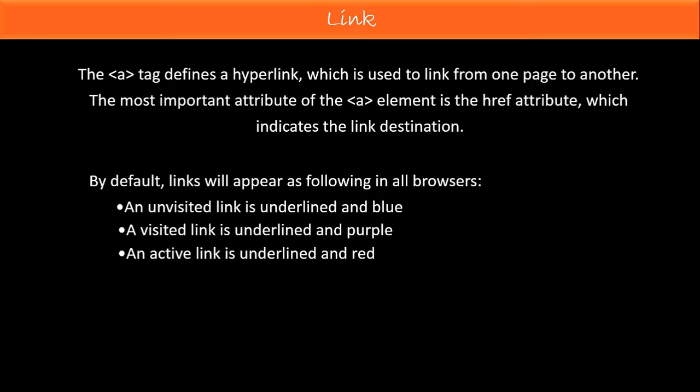An unvisited link is underlined and blue. A visited link is underlined and purple. An active link is underlined and red.